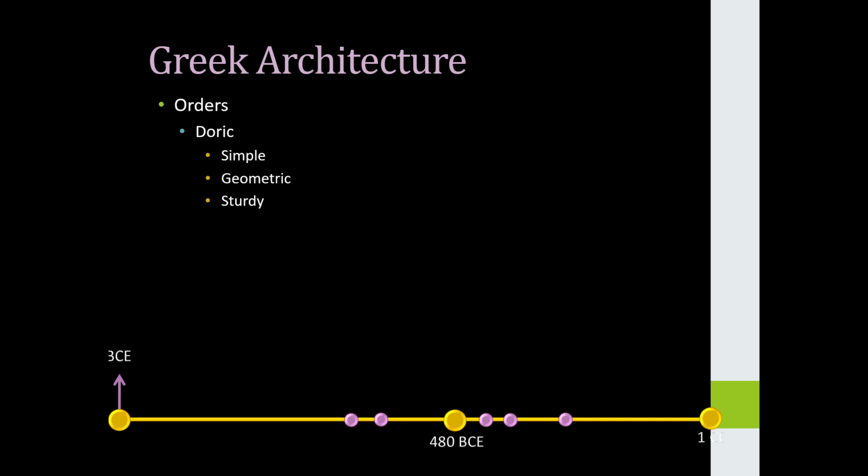Now, in regards to architecture, we cannot move on without talking about the orders. The orders are different kinds of columns that the Greeks used in order to identify buildings. There's three main orders. The very first one is what we call a Doric order. The Doric order of columns is very simple, geometric, and heavy.